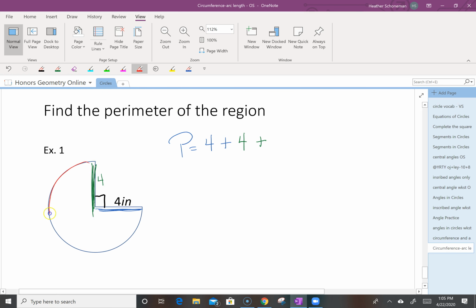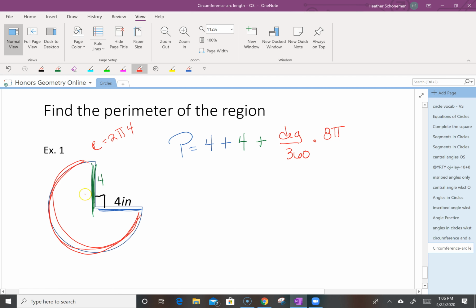Plus, now I need this curved part right here. Now, this curved part is part of a circumference. So if it's not the whole circumference, it's a part of the circumference, it would be the arc length. So I could do the degree over 360 times the circumference. Well, if the radius is 4, the circumference would be 8 pi. So I could do that.